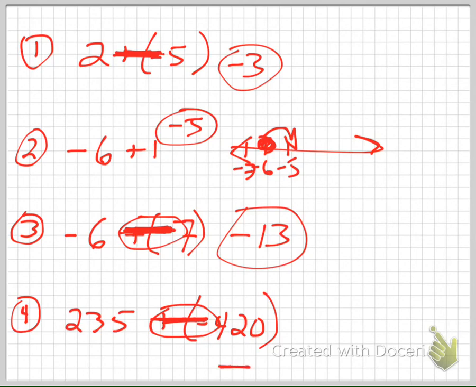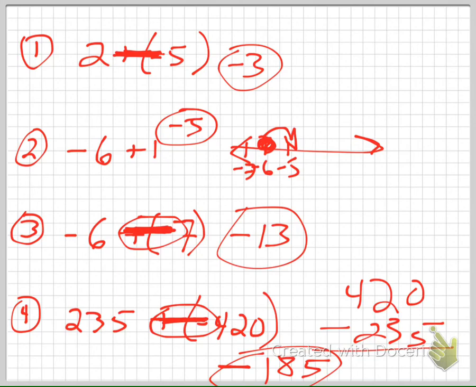Put a negative down here. Now what am I allowed to do? We know it crosses 0, so what am I allowed to do? Switch it around and subtract. What's 420 minus 235? What's the answer? Negative 185. Make sense? Make sense?